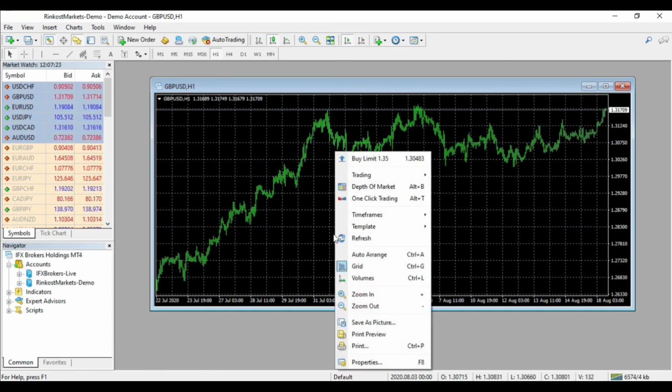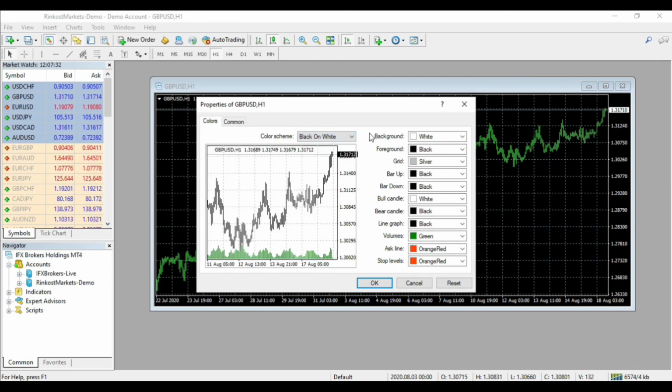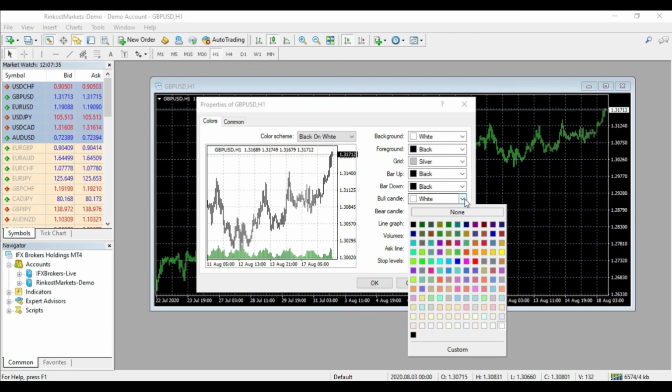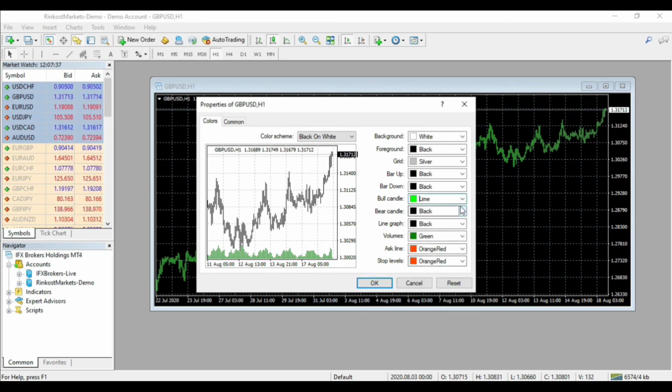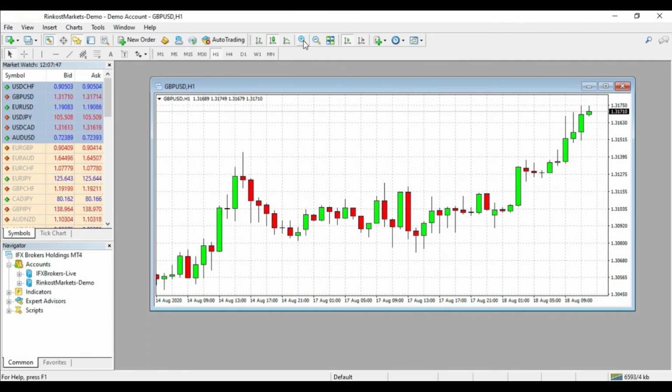Now to give this chart a different look than the current black and green view, you can right click again, go to properties, and in my videos I will be making use of a color scheme, the black on white color scheme, with a greenish bull candle and a red bear candle, and you just click on OK. Now to view this, we're going to zoom in a bit on the chart, and as you can see, here are all the different candlesticks and the different colors for each specific bearish and bullish candlestick shown in the market.